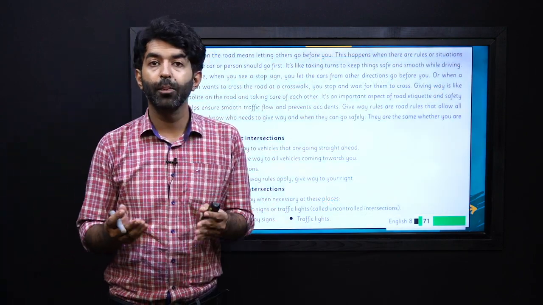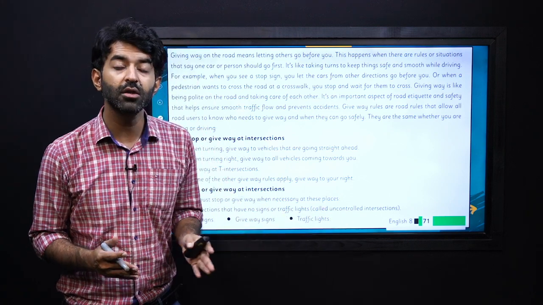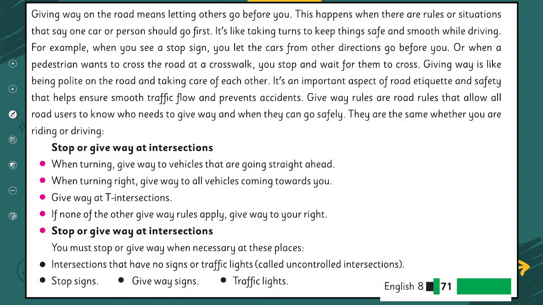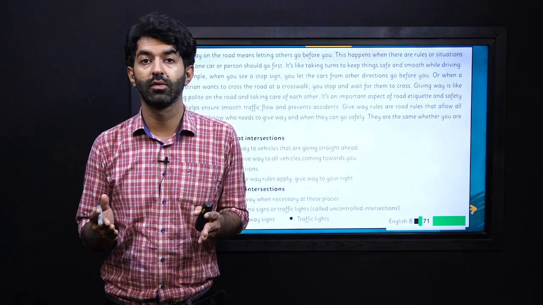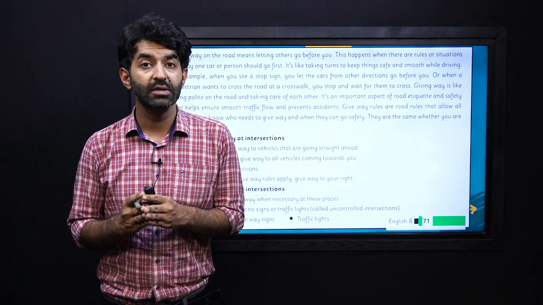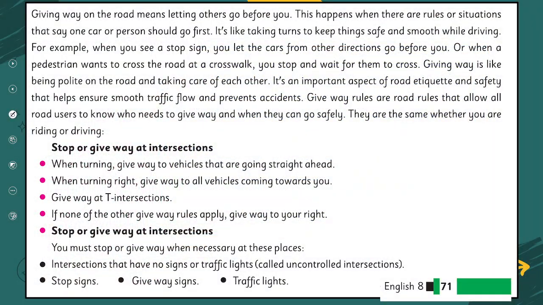Now, students, if you open your book, page number 71, you can find the main lesson. This is about road safety, which is according to the theme and sub-theme of this unit. And you can see that the very first line over here is your topic sentence. Giving way on the road means letting others go before you. This is the very first paragraph of the text. You can call it an article or an essay or instruction, a text full of instructions.